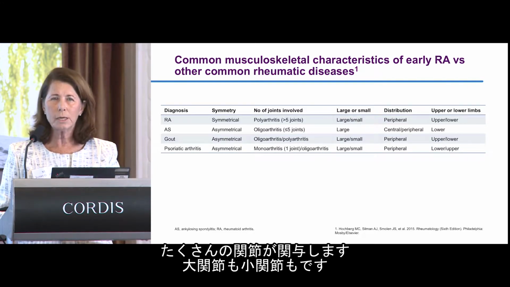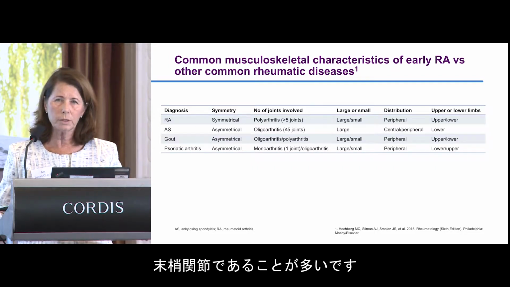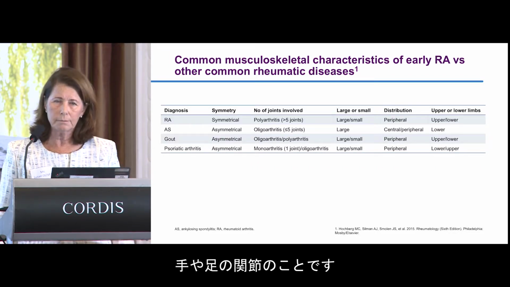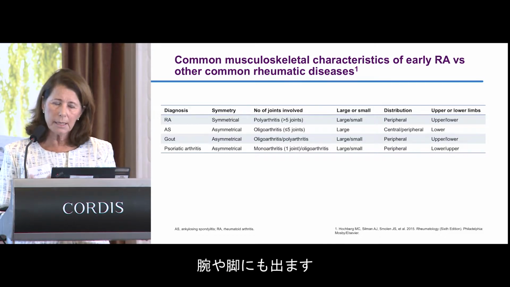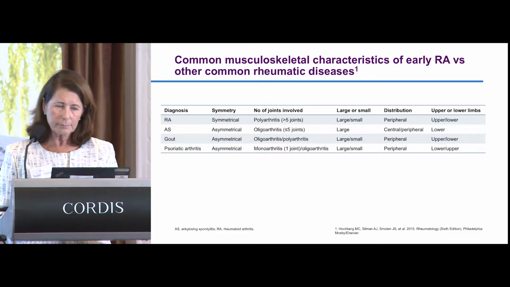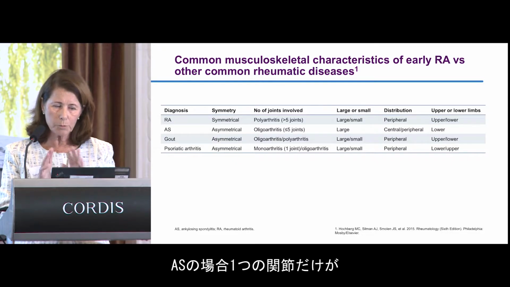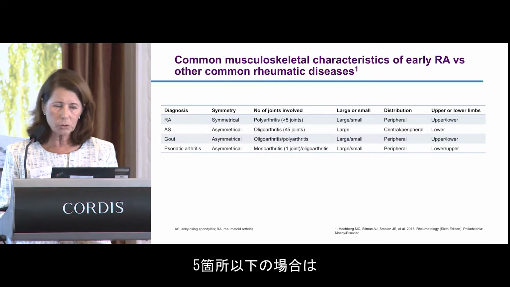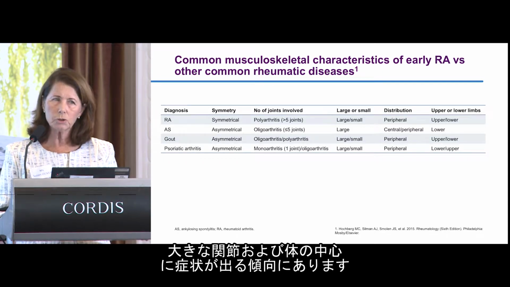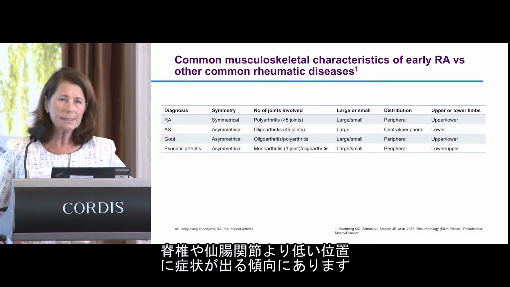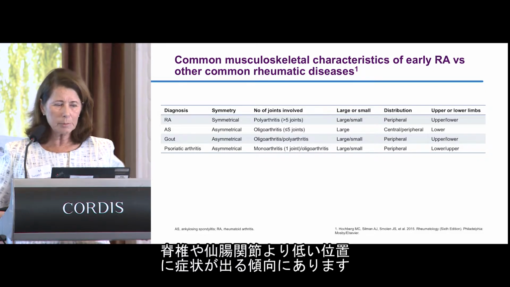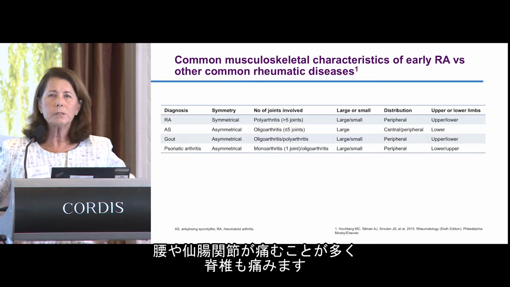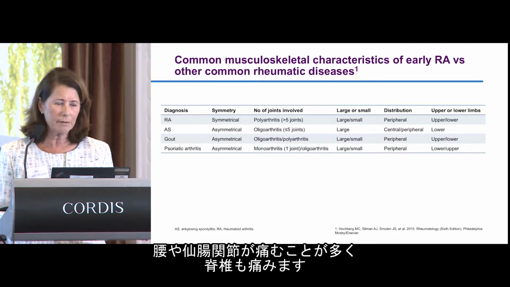They're usually large and small joints in rheumatoid arthritis. They're often peripheral joints, hands, feet, and they can be upper or lower limb. In AS, you see much more of an oligoarthritis, that's 5 joints or less. Tends to be larger joints and tends to be more central presentation, so the spine, SI joints, and tends to be lower. So often the hips, the SI joints are painful, the spine's painful.